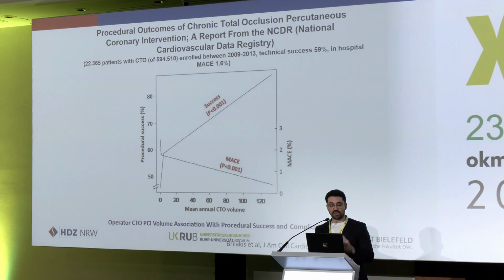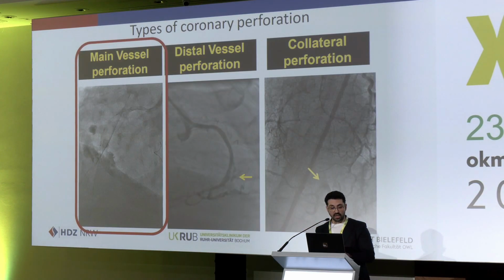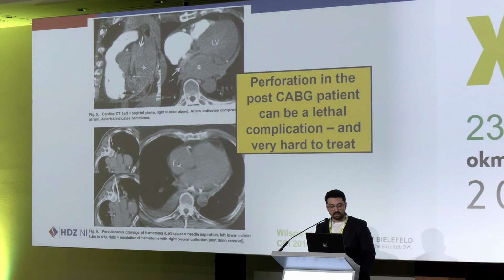It's very helpful if you are an experienced operator, because that means you have good volume and you have good training in retrograde CTO-PCI, for example, or IVUS-controlled re-entry. That means your success rate would increase and your complication rate would also decrease. If I talk about myself, of course, I have a good number of complications, but I do more than 500 CTO-PCIs per year. So here we see main vessel perforations we should avoid in post-CABG patients. Why? Because they have no pericardium after the CABG.